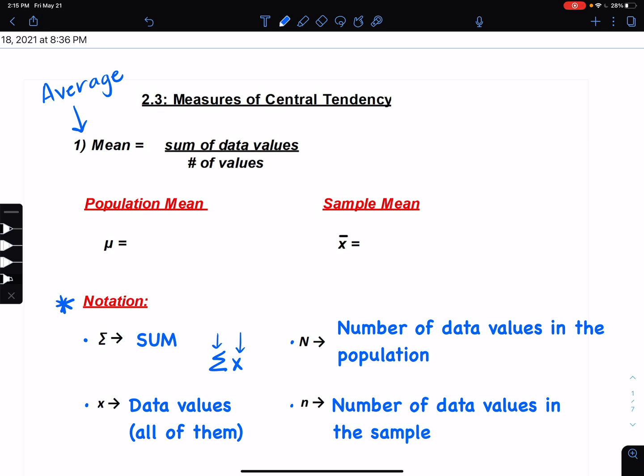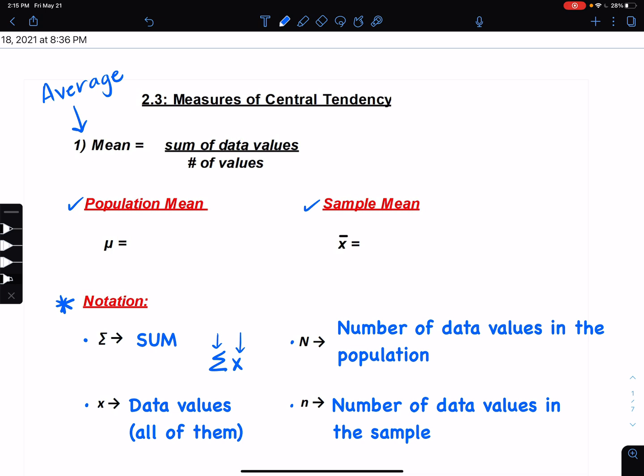Now, we also know from Chapter 1 that the values we take from a population or a sample are denoted differently as well, because anything that we take from a population is classified as a parameter. Anything that we take or calculate from a sample is classified as a statistic. So when we talk about the mean, we're going to be pretty specific as far as whether we're dealing with a population mean or a sample mean.